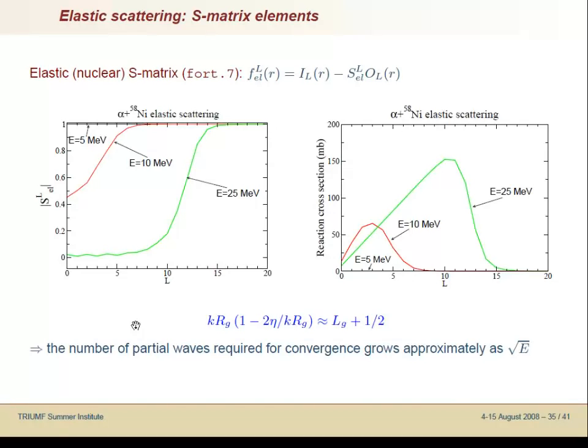So you have the K here. So roughly the number of partial waves grows approximately as the square root of the energy. So when you increase the energy, you have to make sure that you also increase the number of partial waves. You will have more and more partial waves involved. So this is what you have here.